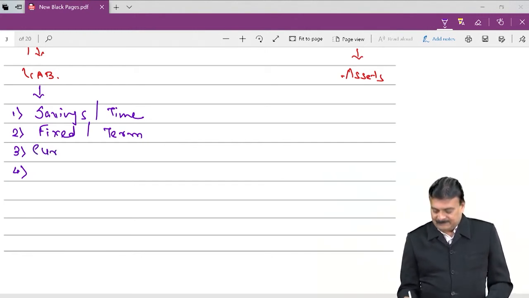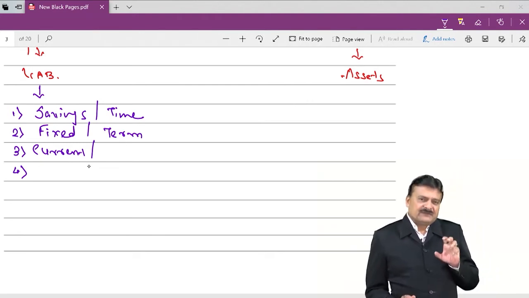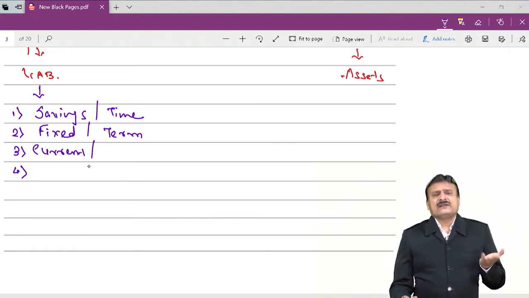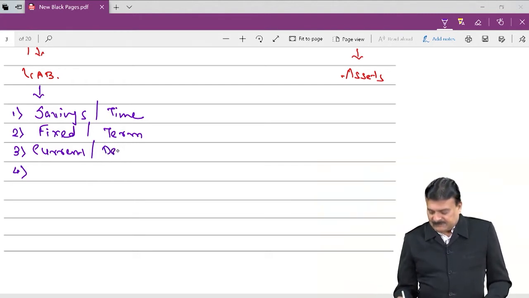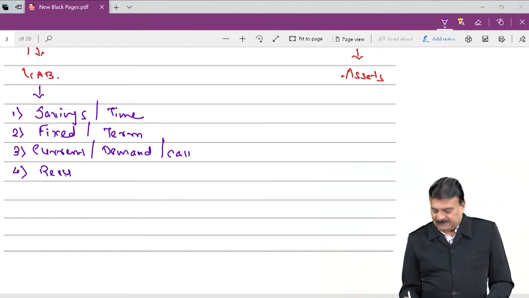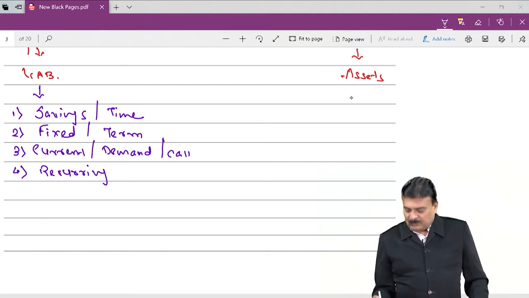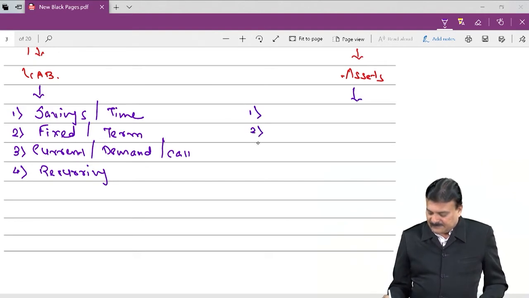Third, current accounts, because current accounts are such accounts where the businessman normally maintains his account. They can withdraw any amount, any number of times, and they can deposit also any number of times. So, these current deposits are also called demand deposit, sometimes also called call deposit. And the last one, all of you know it very well, it is called a recurring deposit, RD.